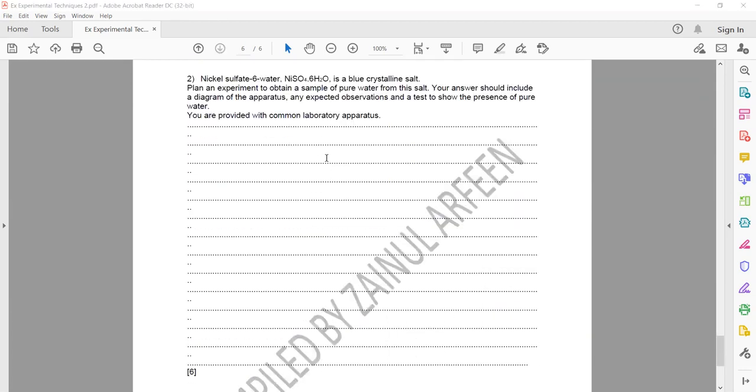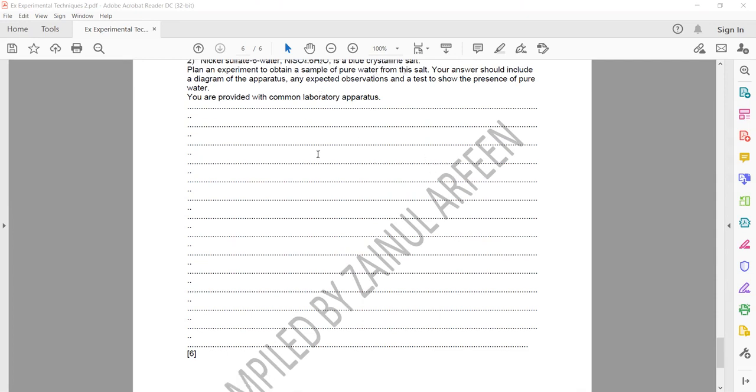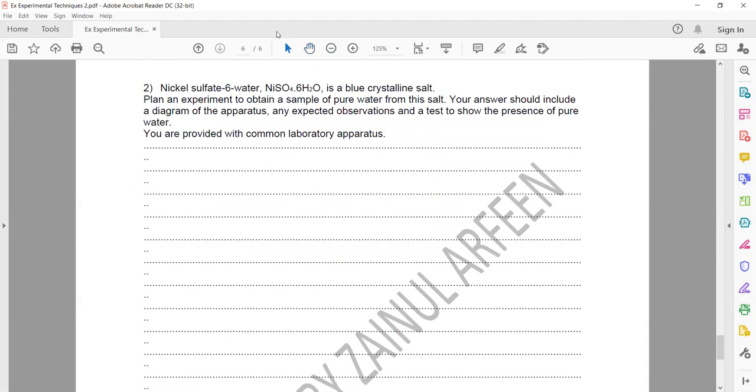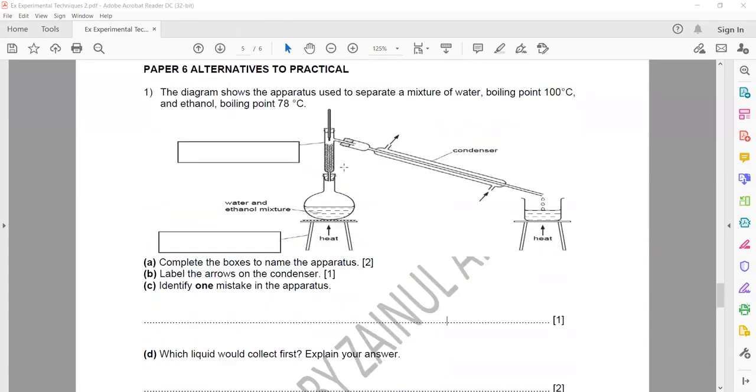And the last part, nickel sulfate contains water. So we want to remove water. So which technique do we use? We use simple distillation. And you have to draw the apparatus as well. You will have a round bottom flask, then you will have a condenser. It's the same apparatus we used before, the only thing which is not there, because it is a simple technique, simple distillation.